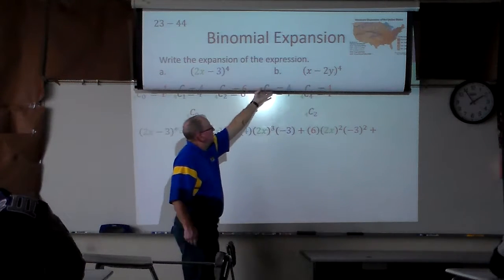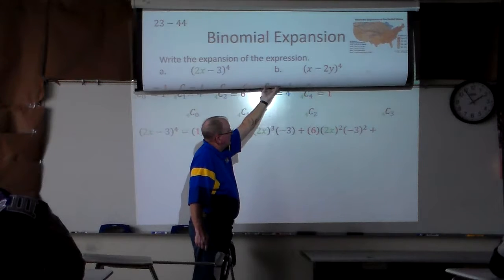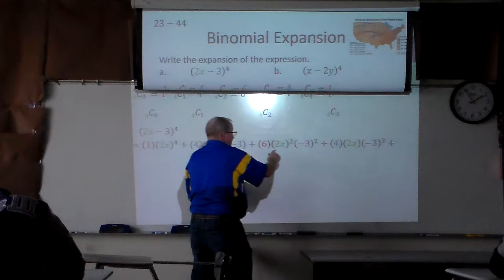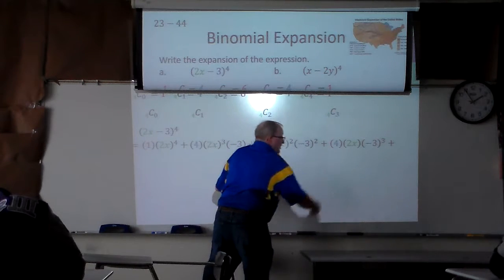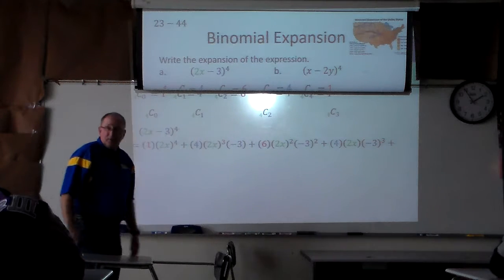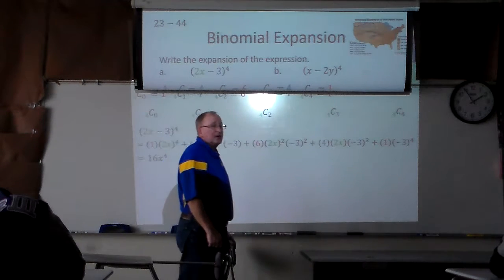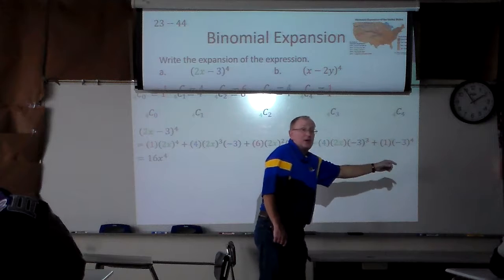Now, what's my next coefficient? It's the number 4. So it's 4. And I have 1, 2x, because they're going down, and the y's are going up. So it's going to be negative 3 to the 3rd, which will be a negative. And then my last coefficient is 1. And I have no x's, and the y term's negative 3, but I'll have it 4 times.